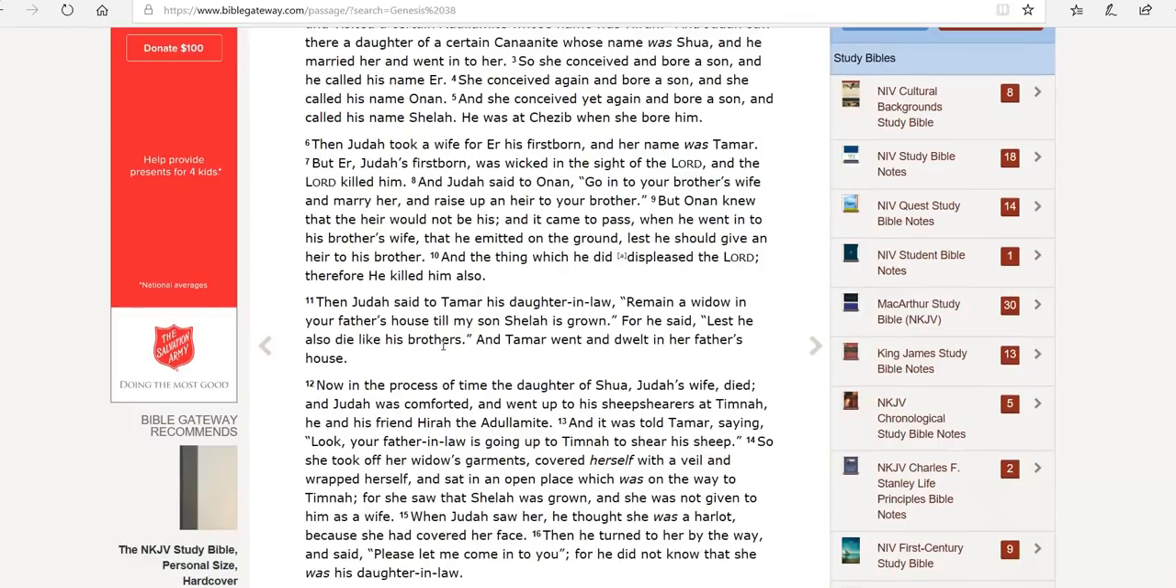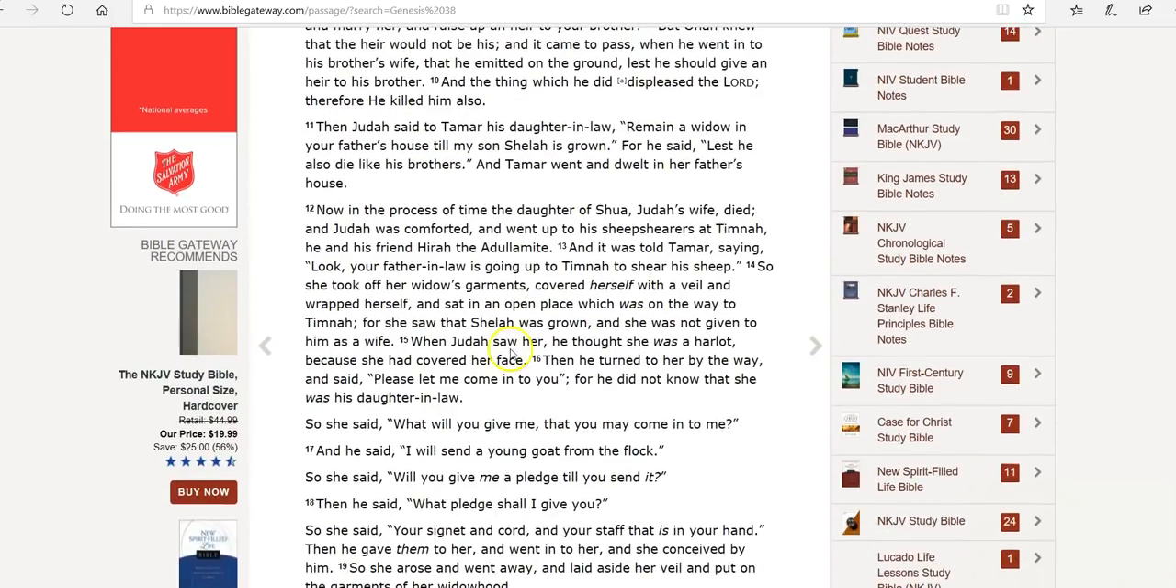So now in the process, Judah's wife died, Judah was comforted, and he went up to the sheep shearers, and he saw his friend Hirah. And it was told to Tamar, "Look at your father-in-law going up to shear the sheep." And so she took off her widow's garment, covered herself with a veil, and wrapped herself up. And she sat in an open place on the way that he would have to pass, for she saw that the third son was grown, and that she was not given to him as a wife.